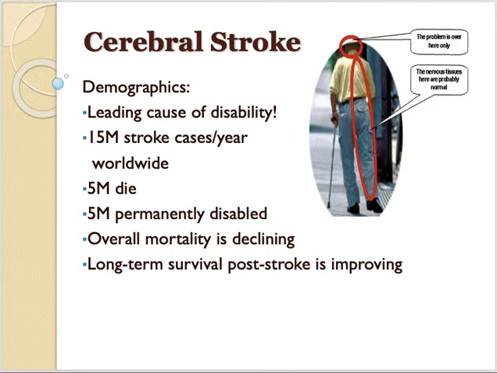Now, the important thing to mention over here is, stroke is very, very common. You can see over here, some figures are given: 15 million stroke cases, 5 million die, 5 million permanently disabled. So it is a very common cause of disability. There is one more thing called TIA.